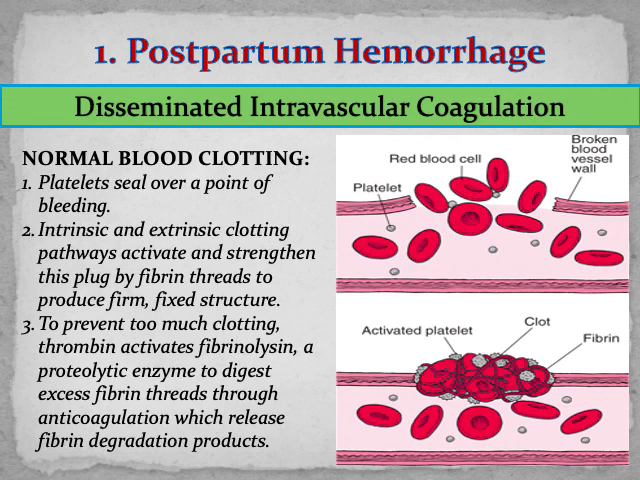And for us to understand better, let us try to understand also ano ba yung normal blood clotting. First, kung merong blood vessel injury, platelets will seal over a point of bleeding. And the platelet, together with the intrinsic and extrinsic clotting pathways, will activate and further strengthen the platelet plug. This is through the fibrin threads, kaya nagkakaroon ng firm and fixed structure. Therefore, nagsastop yung bleeding. Ito yung initial attempt ng body to stop bleeding, which we call hemostasis.